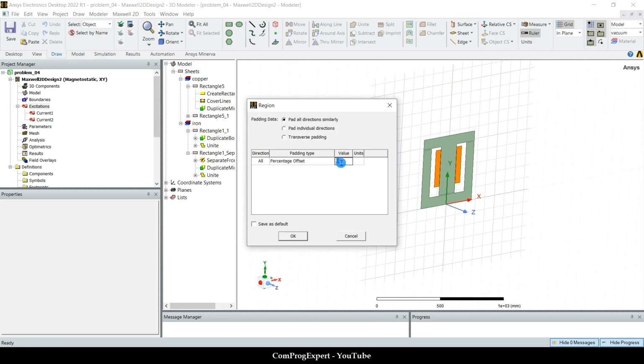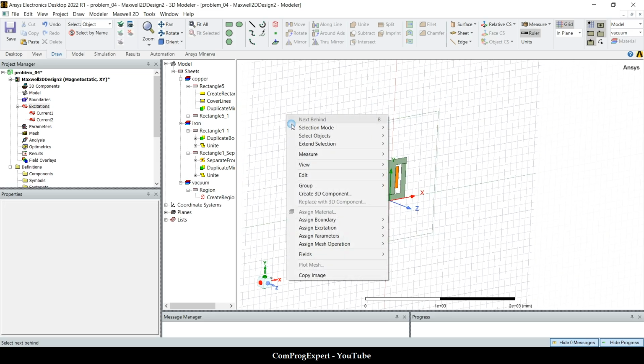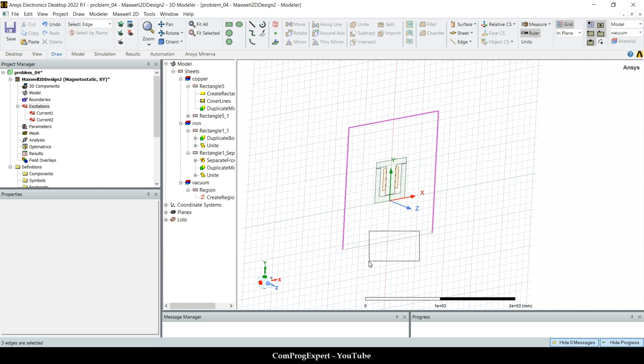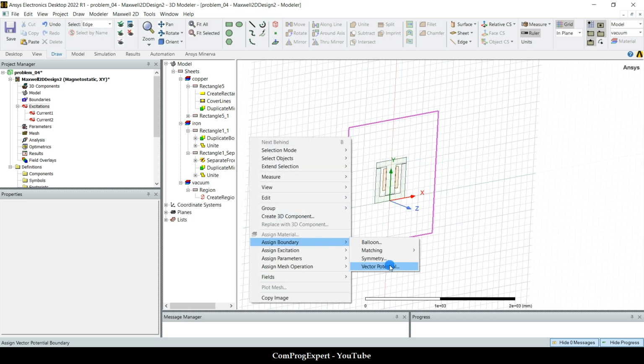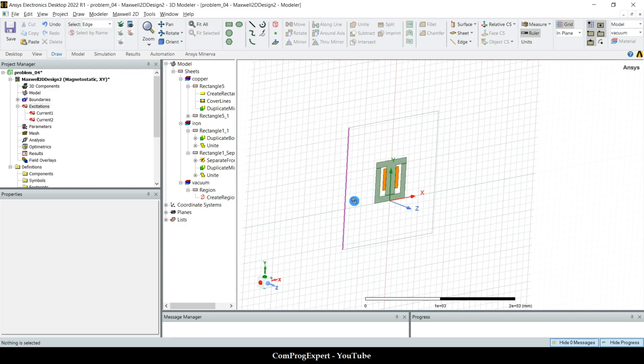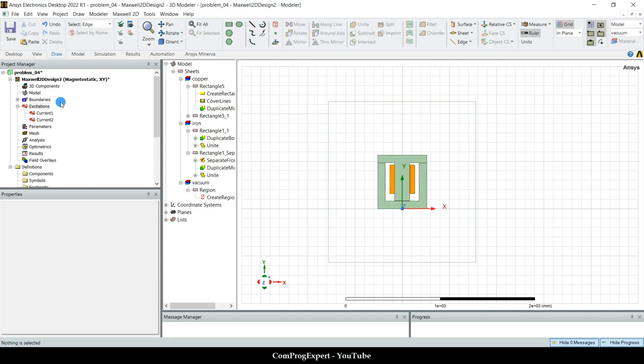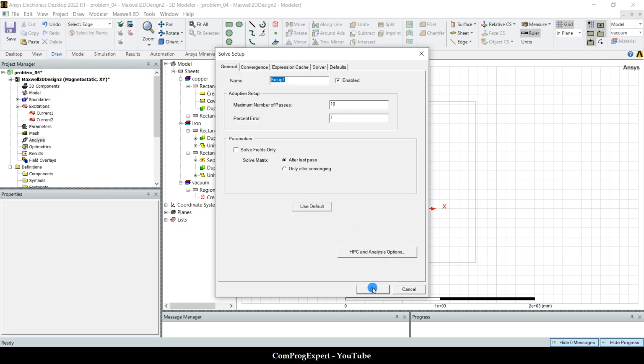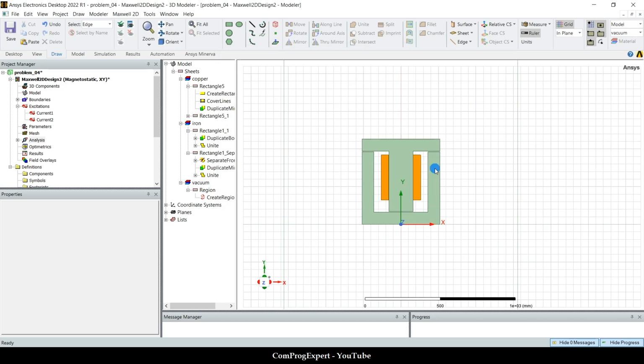So draw the region, 100% offset. Select edges: selection mode edges, select these four edges, zero vector potential boundary condition. That's all. Now we can add solution setup and solve the problem.